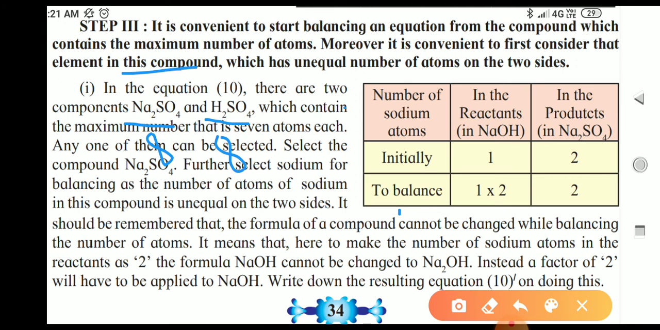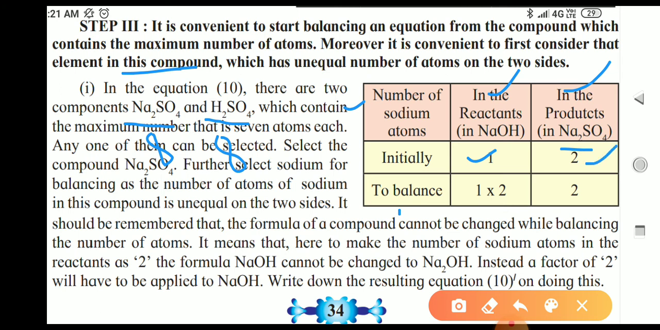Okay, then make a chart like this. Number of sodium atoms, in reactant and in product. Here we are taking the compound with highest number of atoms, that is sodium sulfate. And in case of reactant, sodium is present in sodium hydroxide, so we are taking sodium hydroxide and sodium sulfate. Now see the number of sodium atoms. There is one sodium in reactant, and in product there are two sodium.